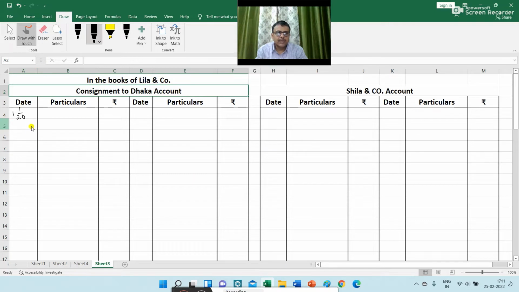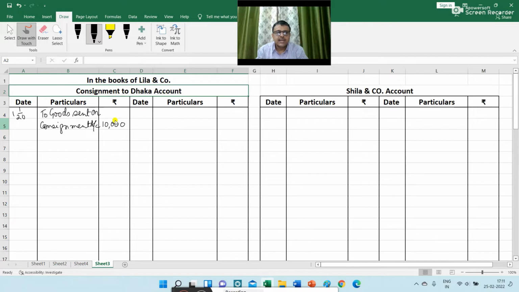On 1st January 2020, goods are sent on consignment. So we are writing here: to goods sent on consignment account, and the invoice price of the goods sent on consignment is Rs 10,000.